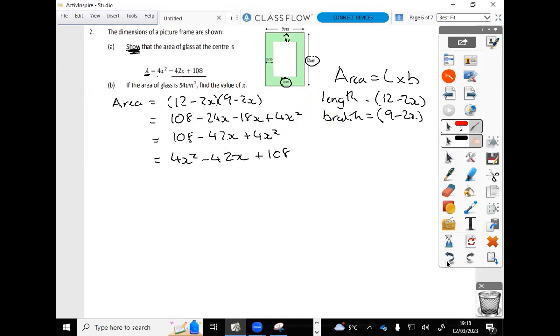Anyone way off with that? Not get it at all, or?